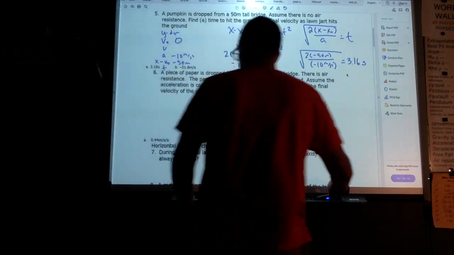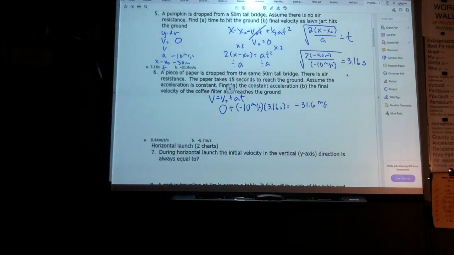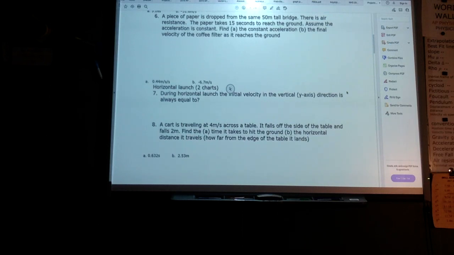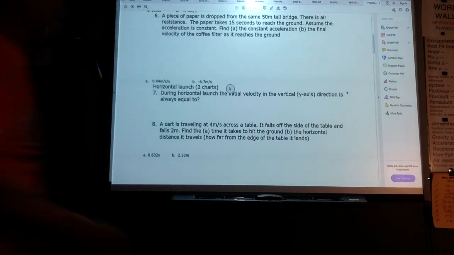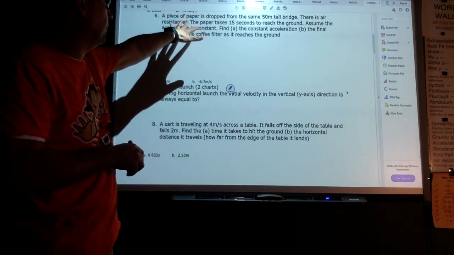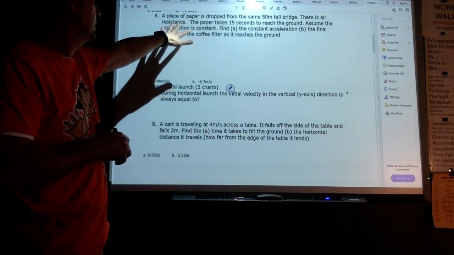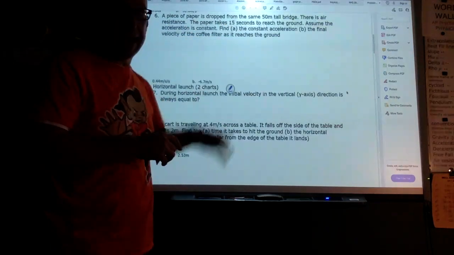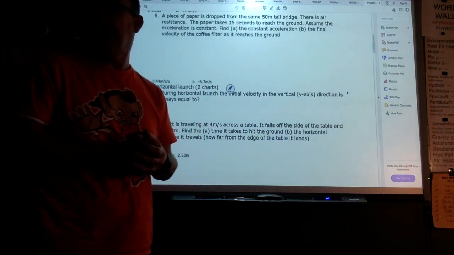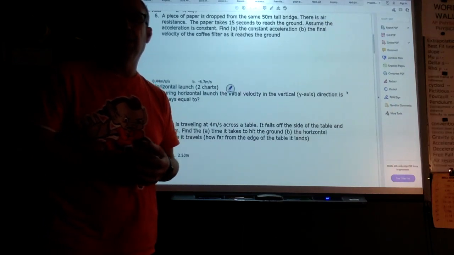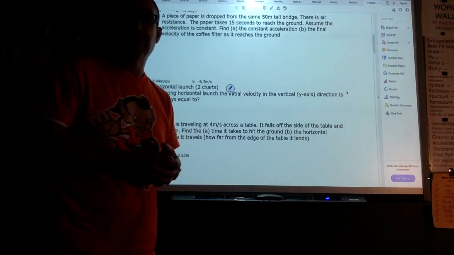All right, I'm going to clear the ink and scroll down a little bit. So that's a one-dimensional problem. So that would be free fall. This one will not be free fall. So we're saying that a piece of paper is dropped from the same 50-meter tall bridge. There is air resistance. It is shaped in such a way that it has constant acceleration, though. So we're allowed to use our equations. A bit of mathematical license with that one.